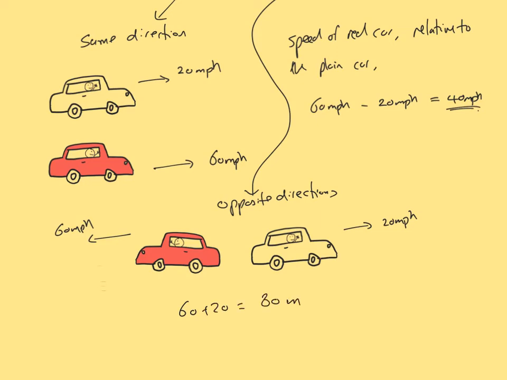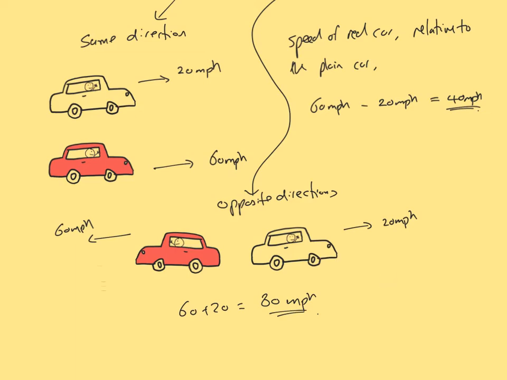So if the red car was to look out the rear window, they'd be getting away from the white car as though they're travelling at 80 miles an hour. And the white car, even though it's only travelling at 20, when it looks out the back and sees the red car getting away from it and it moving away from the red car, it also appears to be getting away from that car at 80 miles an hour.